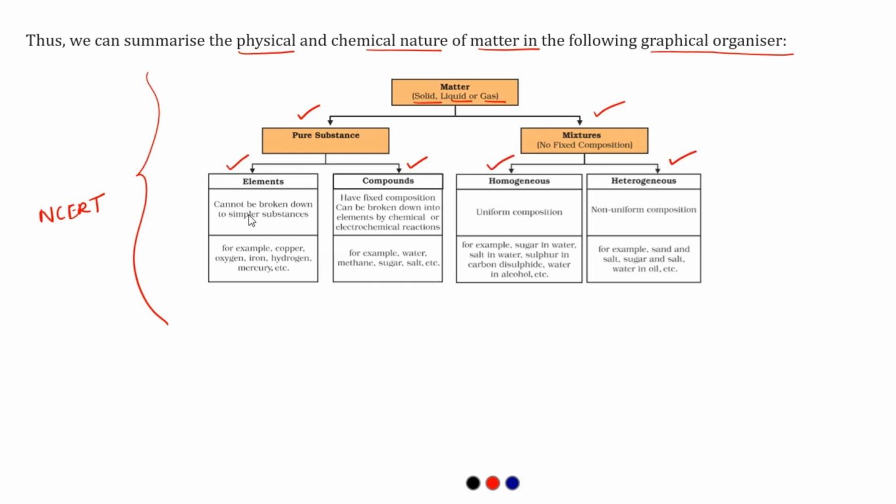Elements mean what? They cannot be broken down into simpler substances. Examples: copper, oxygen, iron, hydrogen, etc. These all are elements. Copper is Cu, oxygen is O2, iron is Fe, hydrogen is H2, etc.